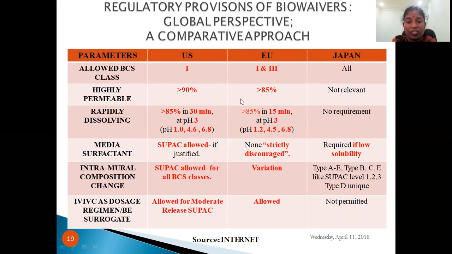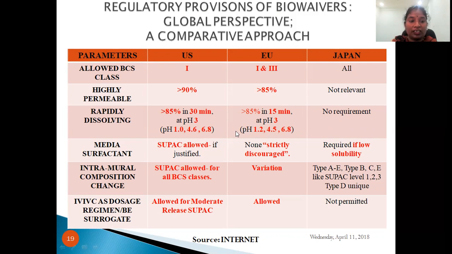For rapid dissolution, dissolution should be more than 85% within 30 minutes. In the EU, it is above 95% within 15 minutes only. In Japan there is no such requirement, so any drug is considered.